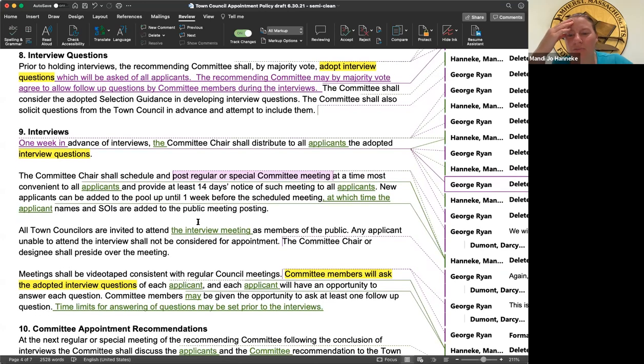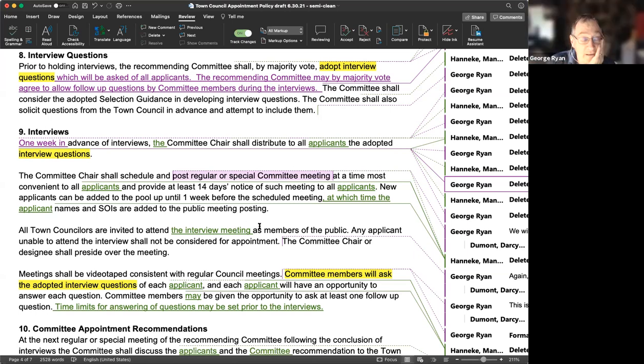So maybe what we need to do, if we haven't addressed this, is the committee chair shall, or the recommending committee shall schedule, or shall endeavor to schedule the meeting, or shall work with the applicants to schedule a meeting that all known applicants can attend. I think, again, is that what this is trying to go at? That you try and work with everyone so that everyone can actually make it?